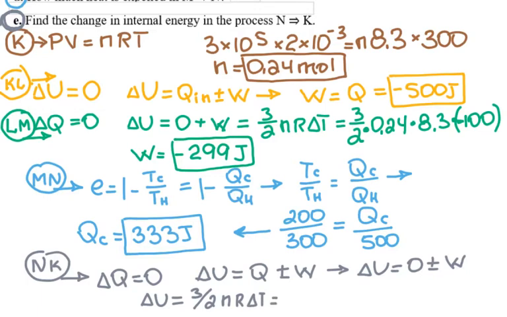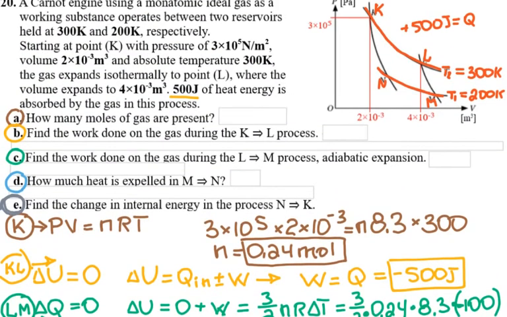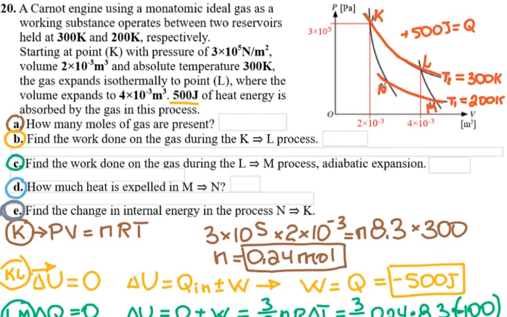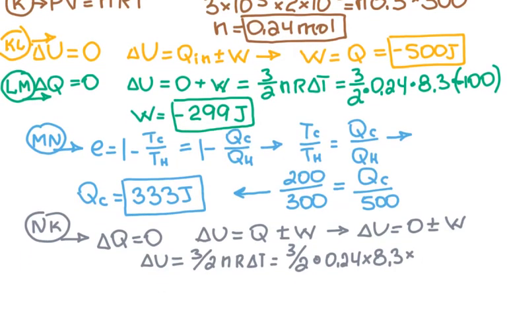So I have 3/2 n, and n is 0.24, R is 8.3, and the temperature goes from 200 K to 300 K. So I have 100 as the change of the temperature. In this case it is positive, so delta U is equal to 299 joules.